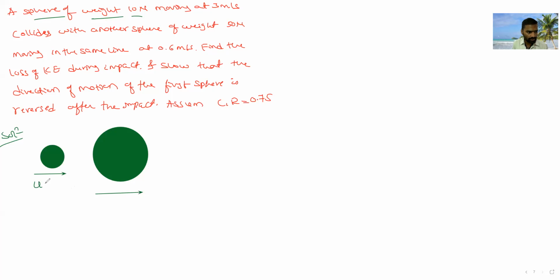What is the velocity? U is equal to, okay, mass. How much is the weight? W1 is equal to 10 Newton, and moving with the velocity 3 meter per second. Then the second one, how much is it? 50 Newton. So this weight is equal to 50 Newton. Then its velocity is given 0.6 meter per second. This is before impact. Okay, so this is U1 I will take. This is U2. Okay, initial.